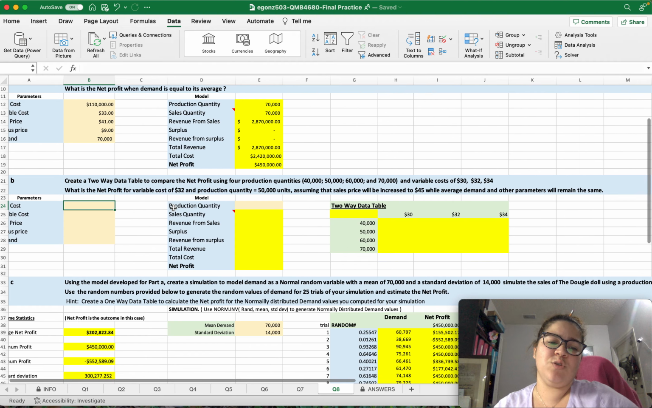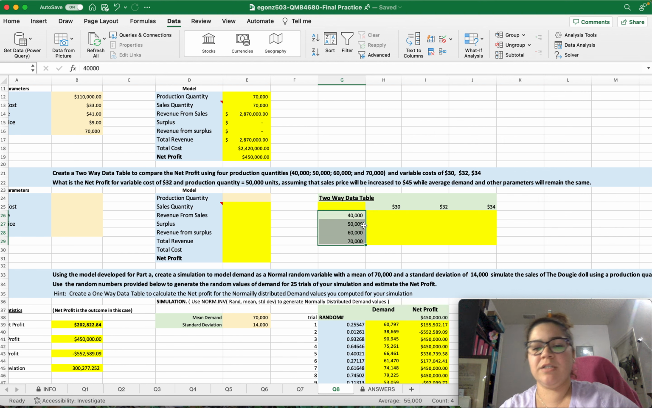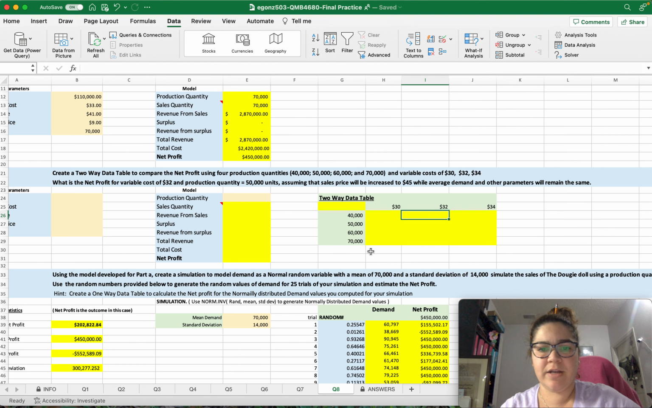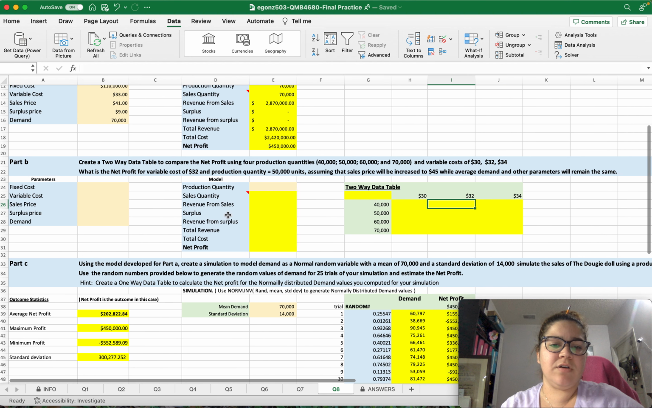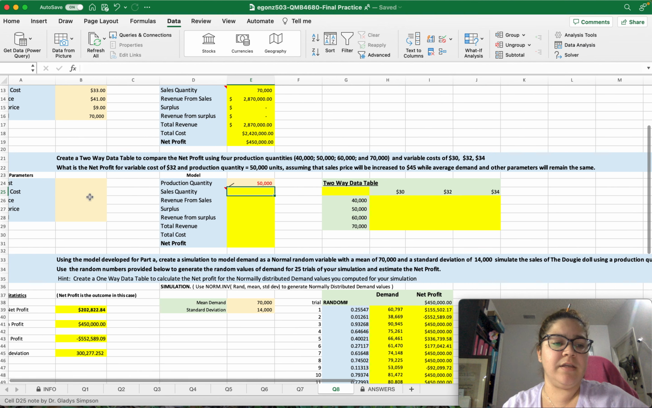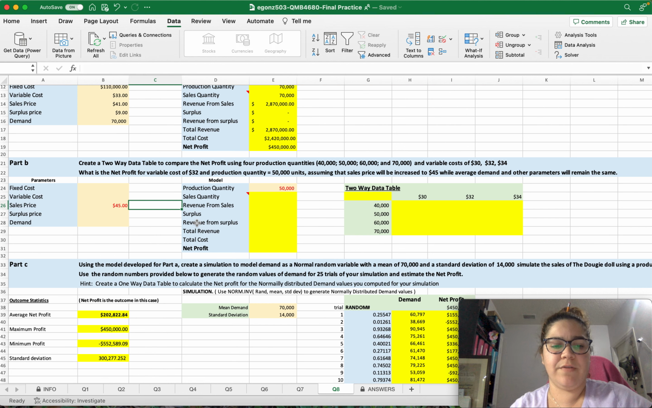So part B is a two-way data table to compare the net profit with different quantities. So if we produce this much and we have this variable cost, then what is going to be my net profit? They're also going to change the production quantity to 50,000 units, right? And then assuming the sales price is going to increase to $45, so I'm going to look here, sales price to $45, while the average demand and the other parameters will remain the same.